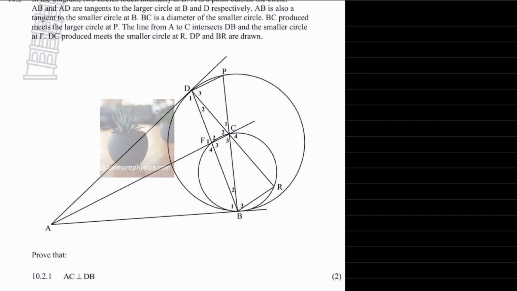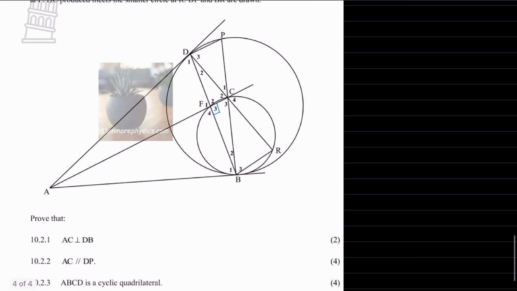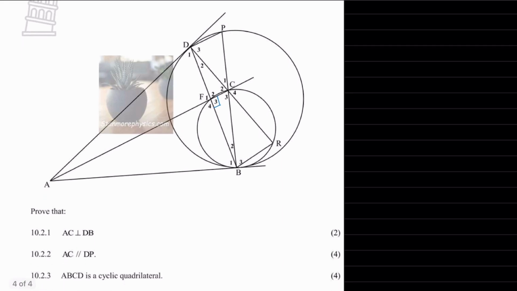Now, we've been told that BC is a diameter of a small circle. So this line right here is the diameter. So since it's a diameter, it means that this angle right here is going to be 90 degrees. So since it's 90 degrees, it means that those lines are going to be perpendicular. Okay? Moving on, 10.2.2. Prove that AC is parallel to DP.